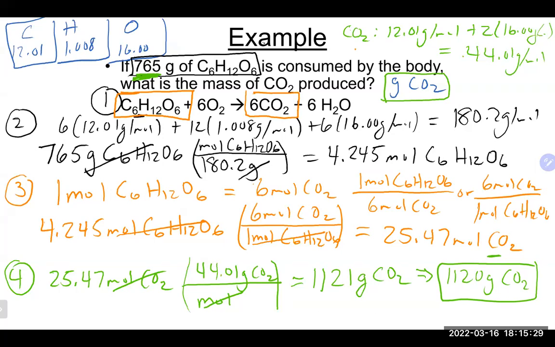Again, means the same thing. Means if we threw in there 765 grams of our C6H12O6, we should produce about 1120 grams of CO2 in this reaction if everything went perfect. Things don't go perfect in real life, so you probably, again, will not produce exactly that, but that is your maximum amount of product that you should produce. Any questions on any of those?